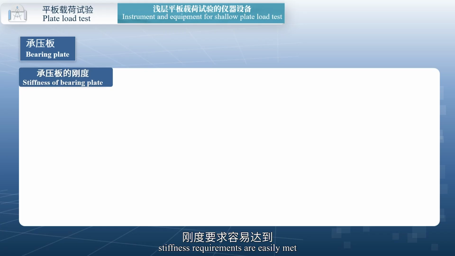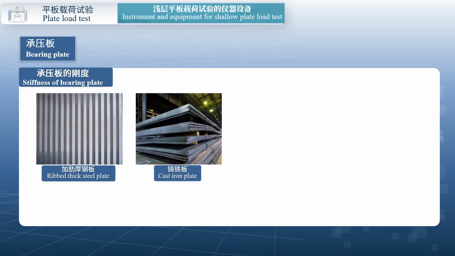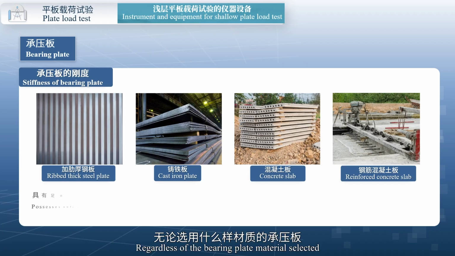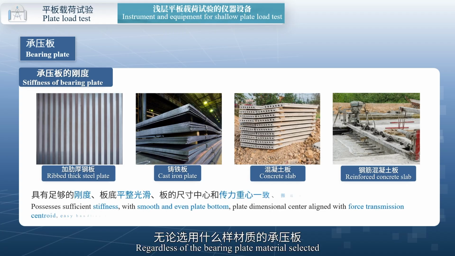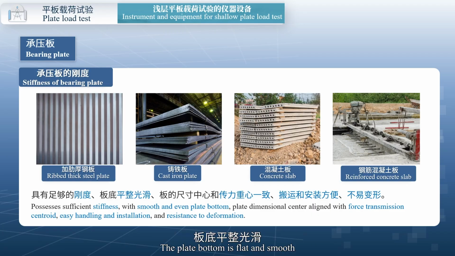Stiffness requirements are easily met. Thick steel plate, cast iron plate, concrete slab, or reinforced concrete plates may be used. Commonly used are ribbed steel plates. Regardless of the bearing plate material selected, all require the bearing plate to have sufficient stiffness. The plate bottom is flat and smooth, the center of the plate's dimensions aligns with the force transmission center. Easy to transport and install, and should not deform during use.